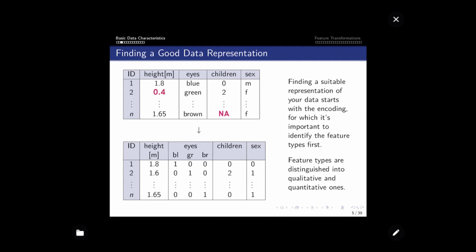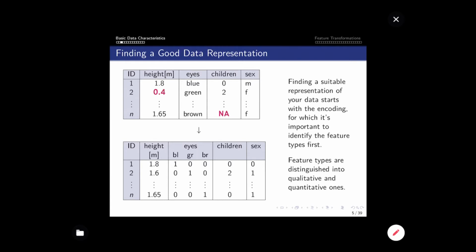The first step is that we actually have to create our data matrix. That means that the data has to be represented by real values. And the process of converting features which, for example, denote categories into numbers is called encoding. And for this, we need to be aware of what the feature type is, because depending on the feature type, some encodings make more sense than others.